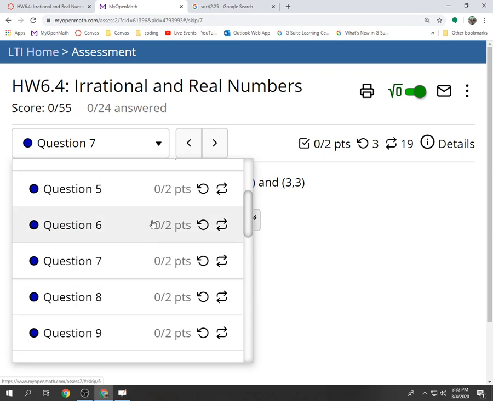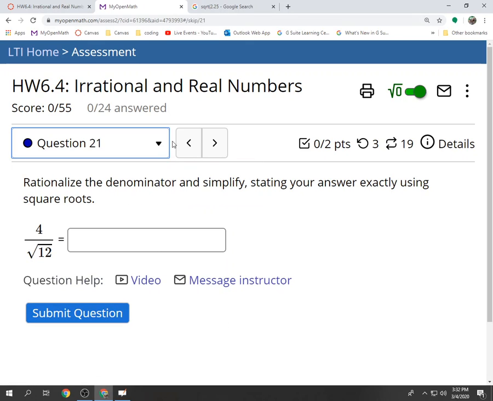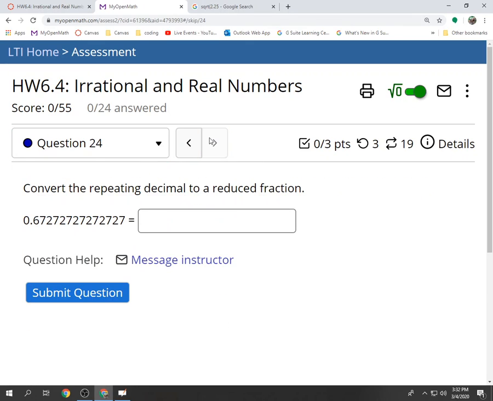Let's see, that's this section. Was that toward the end? The last 2 or 3. Okay, here we go. I think these are equally hard. I'm going to go with the second one. The one I got was 0.6727272. What does the bar go over here? The 7.2, yeah.